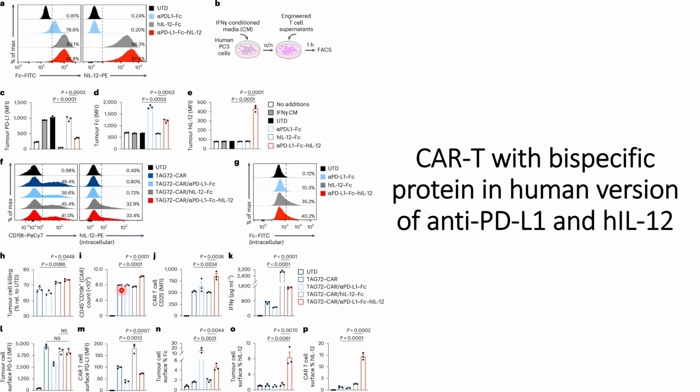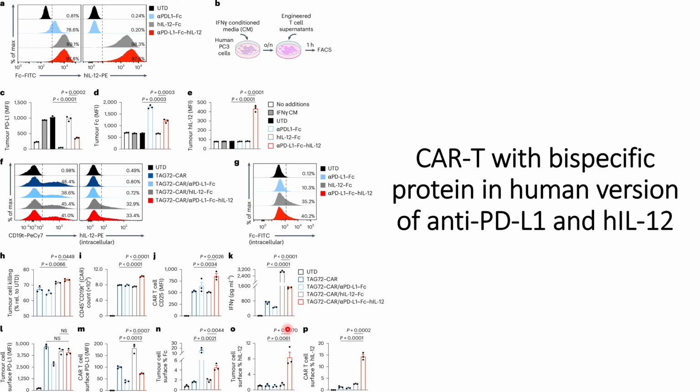So in the I case, they checked CD45 plus, CD19 plus CAR counts. The CAR counts also seem to be high, and the CD25 plus cells are also high. And these highs are maximum in the case where they use both bispecific proteins along with CAR.